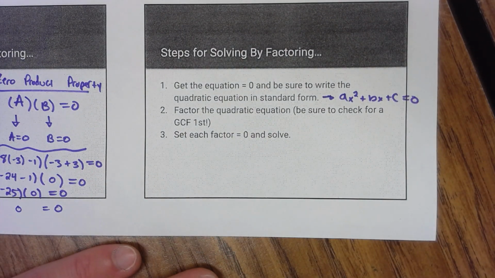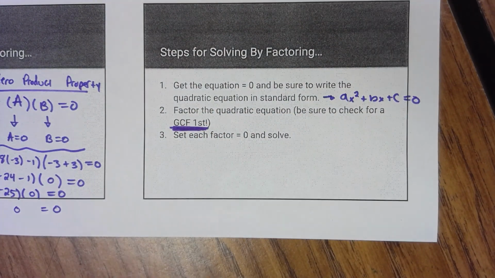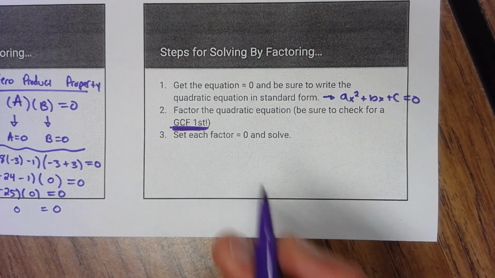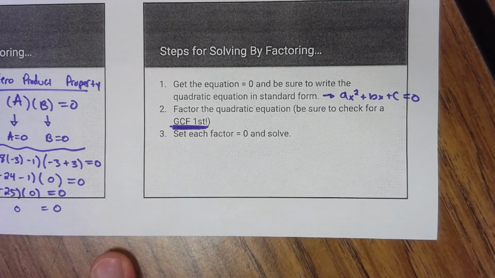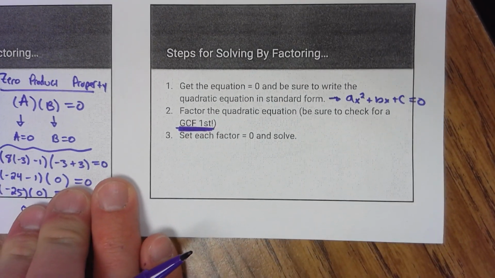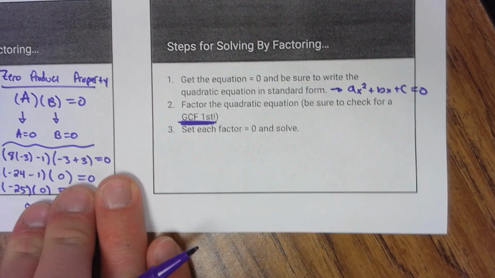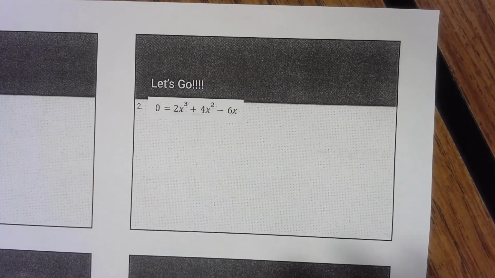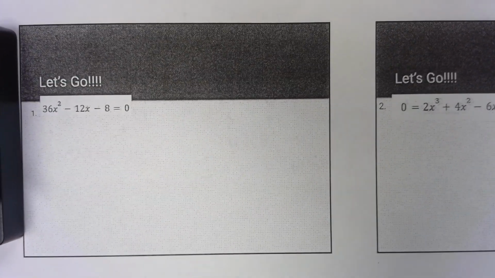And we're going to factor the quadratic equation. Always look for a GCF. You're going to hear me say that anytime we need to factor. Then set each factor equal to 0 and solve. All right, let's do one more together, and I'm going to have you all basically do the rest in your groups. I'm going to do 1 and 2, and then you all are going to do 3 and 4.